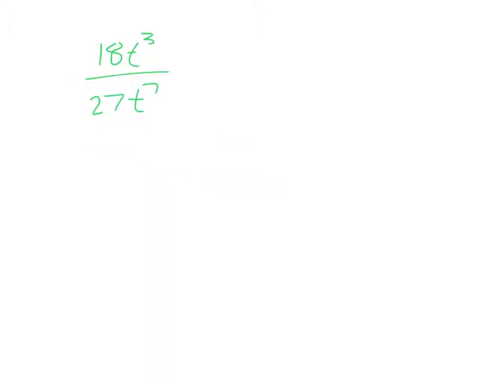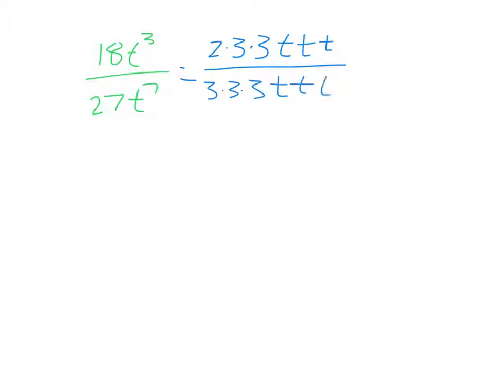So I'm going to apply the same idea to this one, and you've seen this problem before, and you still may think of it the same way, but just to stress the point that I'm trying to make here, let's rewrite this as its factors. And so then 18 can be 2 times 3 times 3, and t cubed is really t times t times t. And then I'm going to rewrite the denominator in the same way. 27 is really 3 times 3 times 3, and then of course there's 7 t's.